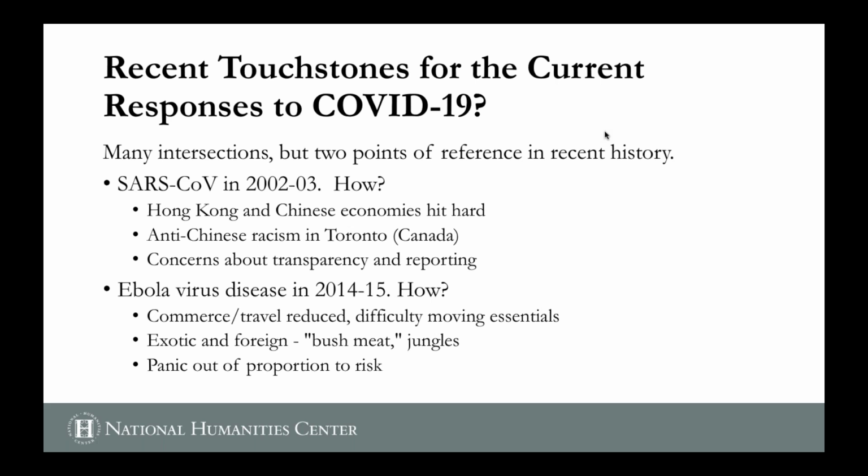SARS as another coronavirus with impacts on the Hong Kong and Chinese economies and anti-Chinese racism, but also concerns about transparency and reporting, both from within China as well as action at the WHO level. So these kinds of conversations that seem to be, or probably are for most people, quite new with regard to transparency and reporting and surveillance have an extensive history if we're thinking about the way that the WHO operates in this time period. Likewise with Ebola virus disease, when we're thinking about the reduction of travel and difficulty moving essentials, sort of making this exotic and foreign and a panic that's out of proportion to most people's actual risk.